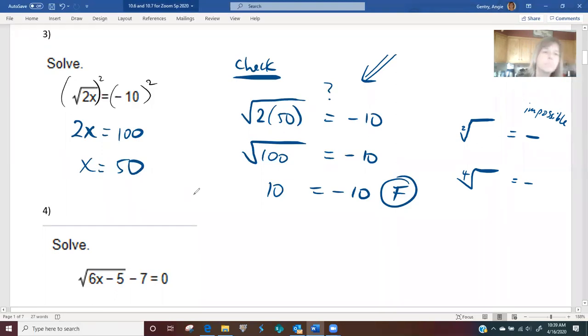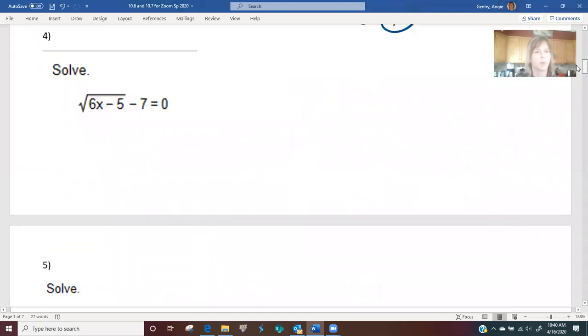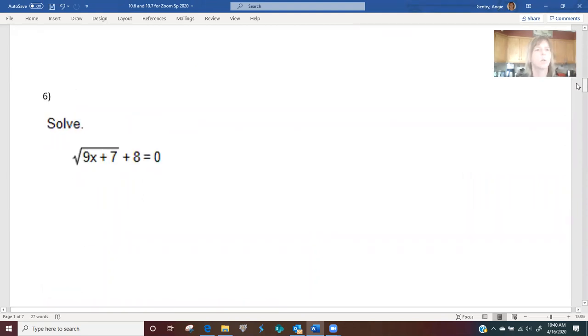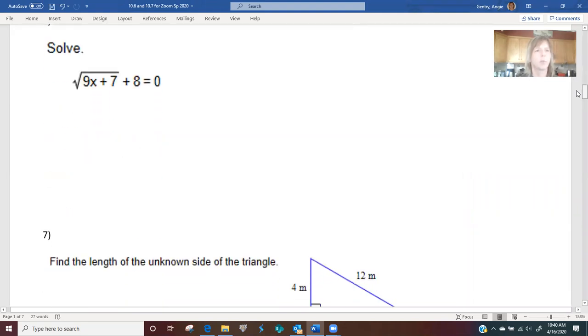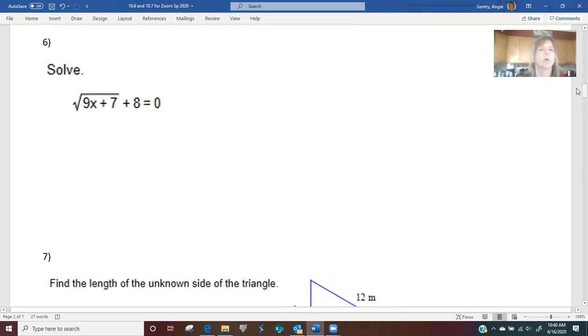So let's see. Let me see what else we have. This one here, what do? First thing you do is isolate the radical. So you move your 7 over, it's not an issue. Let me find one, like here, for example, number 6, you know, you isolate your radical.